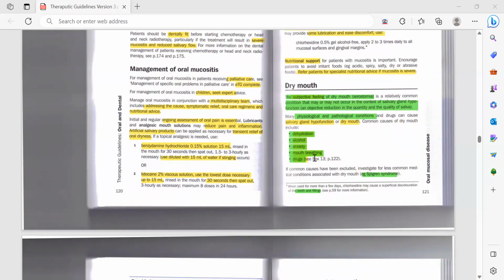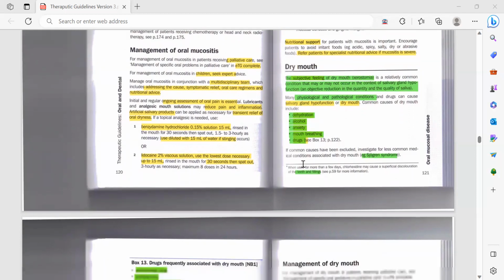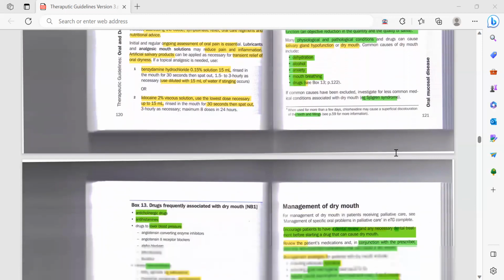So there is one Odell case. It is based on Sjogren syndrome. You guys can read that case and you will get more insight about this topic. If common causes have been excluded, investigate for less common medical conditions associated with dry mouth, that is Sjogren syndrome.